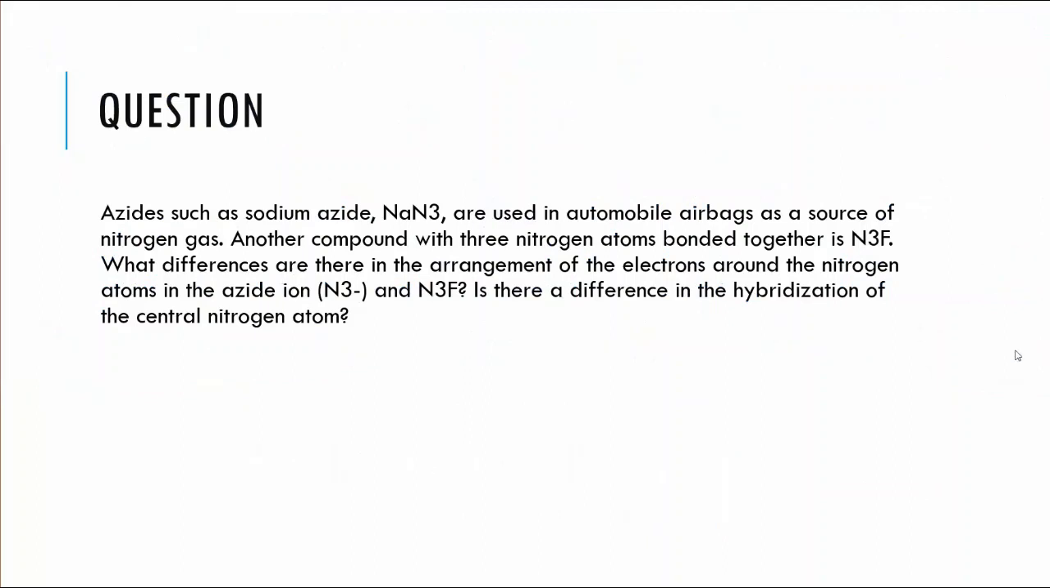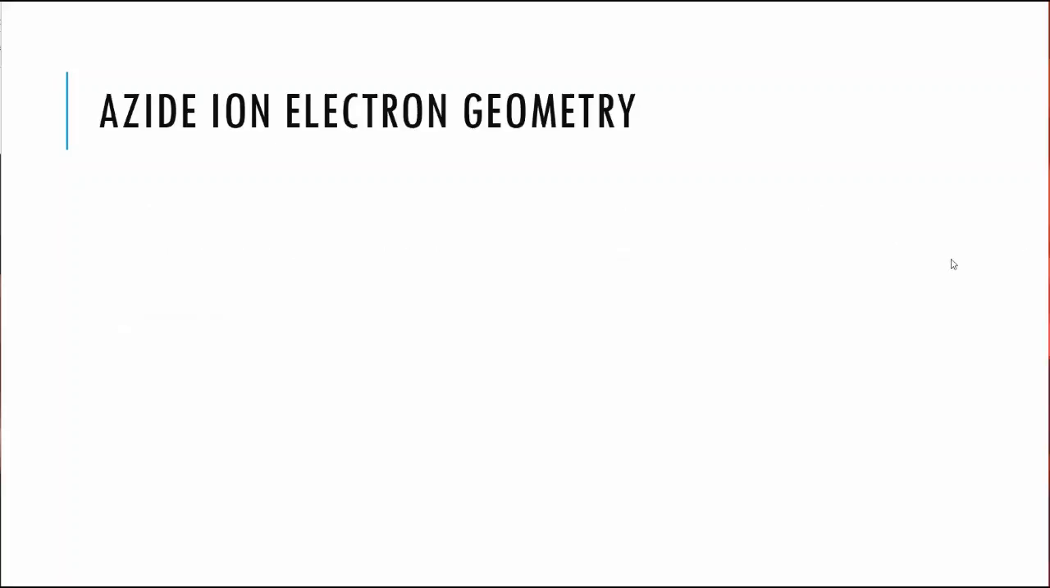Azides such as sodium azide, NaN3, are used in automobile airbags as a source of nitrogen gas. Another compound with 3 nitrogen atoms bonded together is N3F. What differences are there in the arrangement of the electrons around the nitrogen atoms in the azide ion, N3-, and N3F? Is there a difference in the hybridization of the central nitrogen atom?